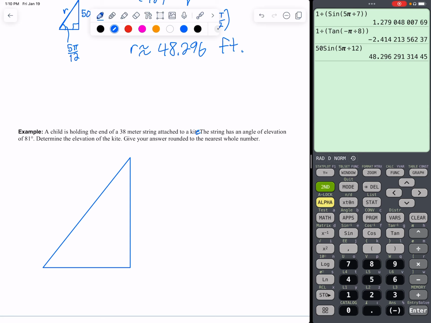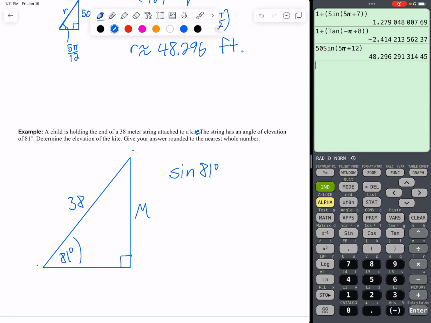So if the child is down here and the kite's up in the air, that's 38 meters across there. This is a right triangle that I can draw. The string has an angle of elevation of 81 degrees. Right? And it says determine the elevation of the height. So that's going to be the height here. So I'm going to put an R. I guess let's use something that's not going to be on the triangle. Let's put an M. All right, so if I'm looking at M is opposite of my angle and I have the hypotenuse. This calls for sine.